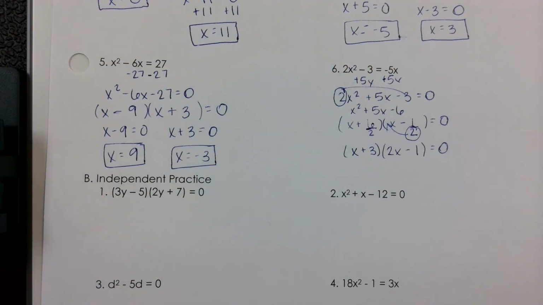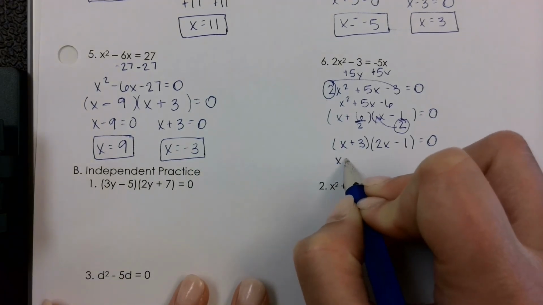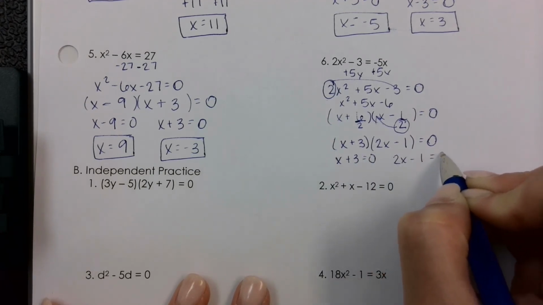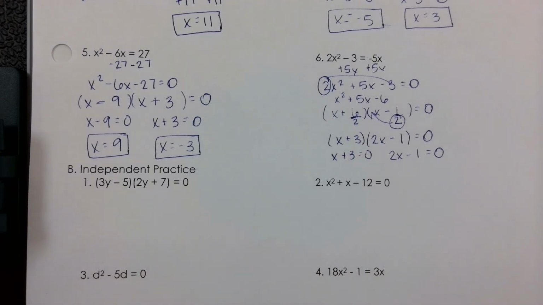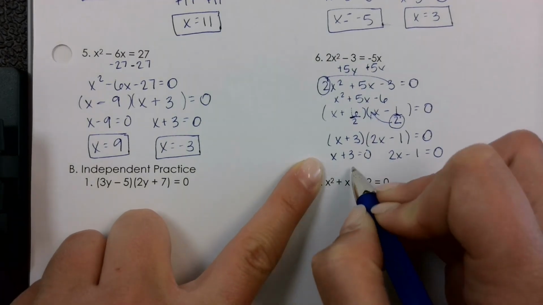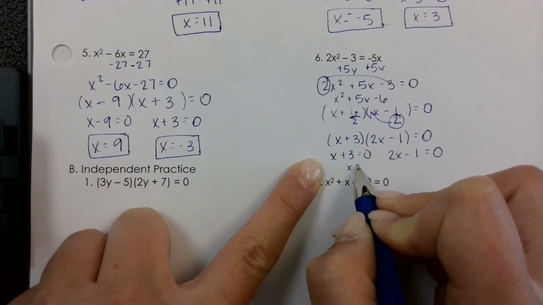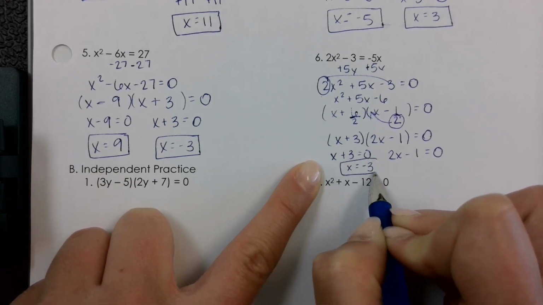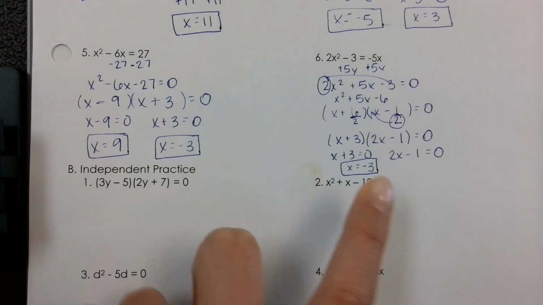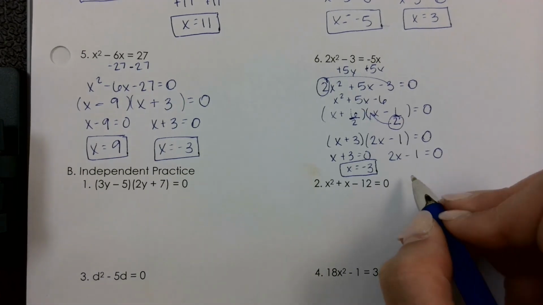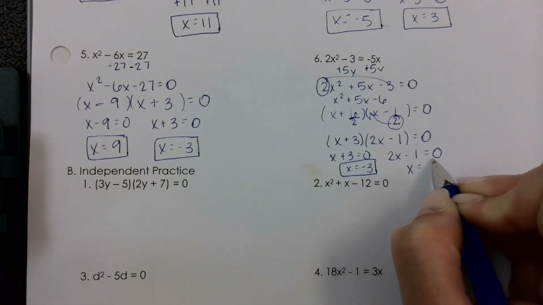Once you've factored, what do you do? Set each factor to 0, so x plus 3 equals 0, and 2x minus 1 equals 0. When you solve x plus 3, what do you get for x? So we got negative 3. Okay. And then when you have 2x minus 1, when you solve that, what do you get for x? 1/2.